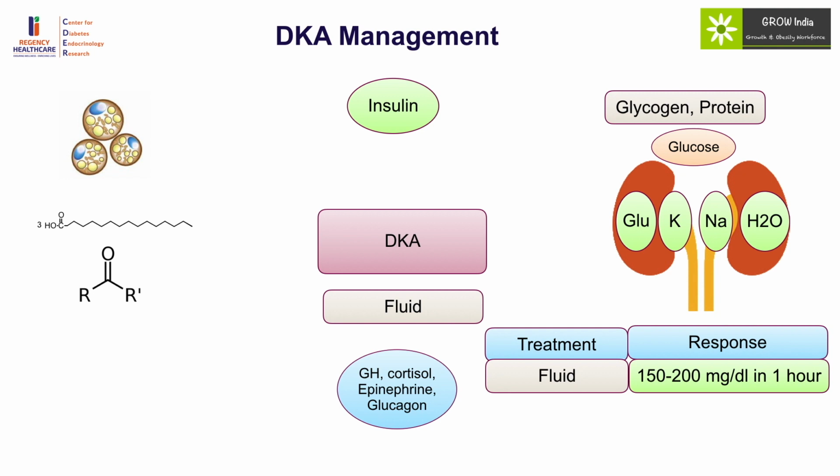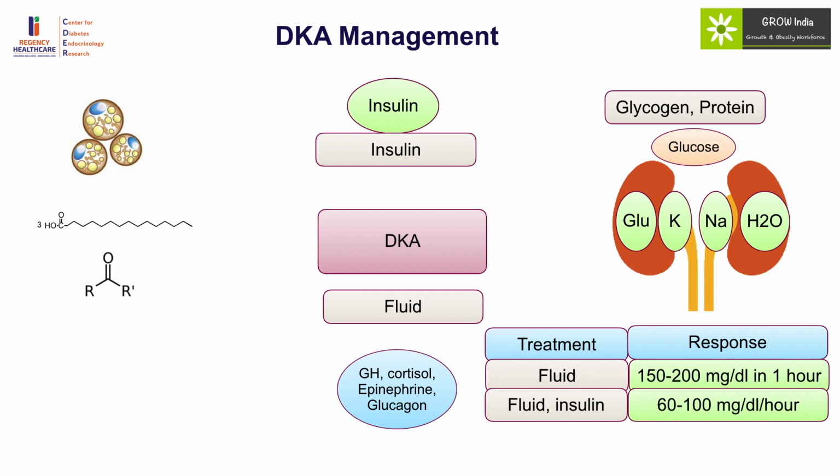This emphasizes the fact that we should defer insulin for at least that period, because giving insulin here will cause an even more rapid fall in glucose and would worsen the risk of hypokalemia. But since ketosis will not resolve unless insulin is added, it is started at around 1 to 2 hours of initiation of therapy, and this further decreases glucose. Subsequent to this, one would expect a phase 2 decrease of 60 to 100 milligram per dl per hour with use of both fluid and insulin.